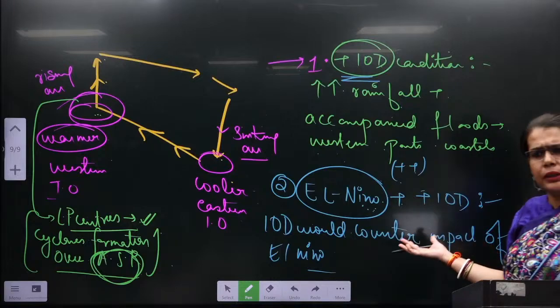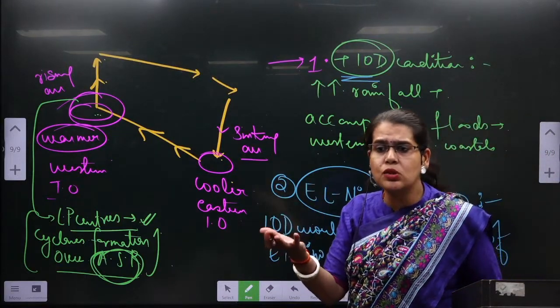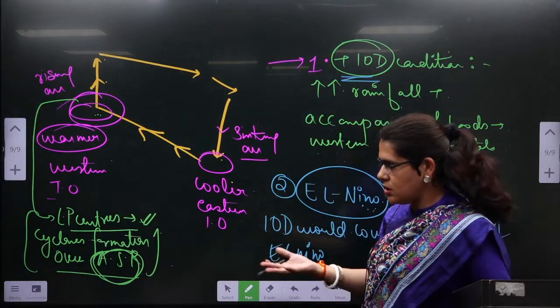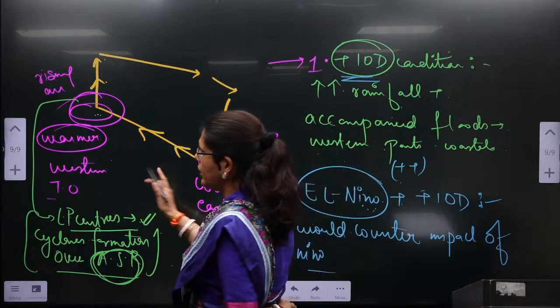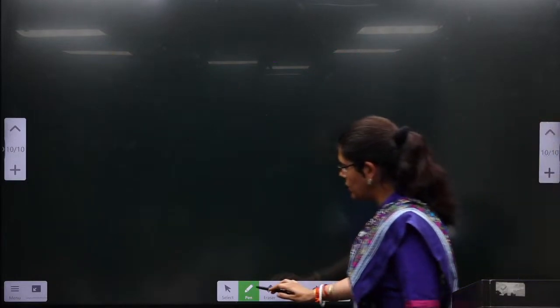ग्लोबल वार्मिंग है ना भाई, उसी के कारण से तो ये फ्रीक्वेंसी बढ़ रही है। वार्मर सी सरफेस टेम्परेचर्स हो रहे हैं कि नहीं मोर फ्रीक्वेंटली? यस, राइट। So this is the reason only. Now this is the condition of the warmer and the cooler one. Reverse में हो जाएगा negative IOD.